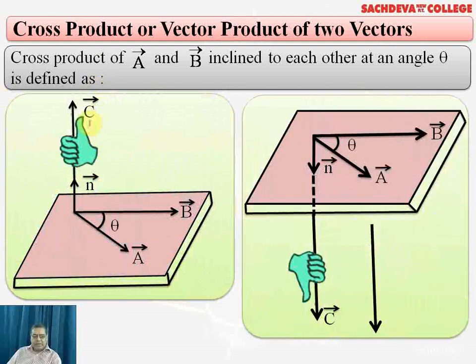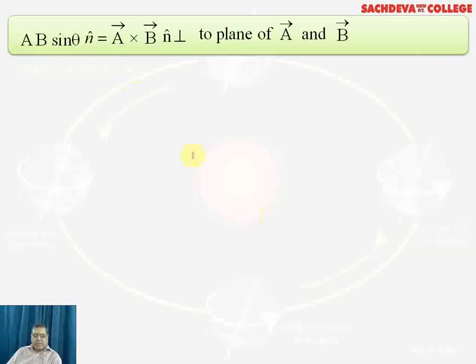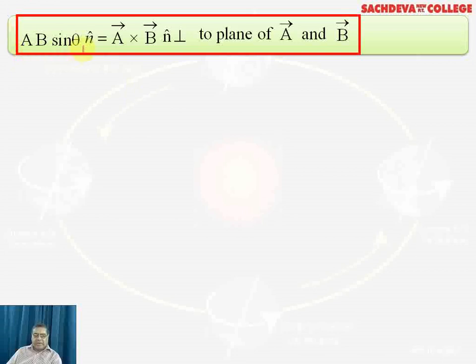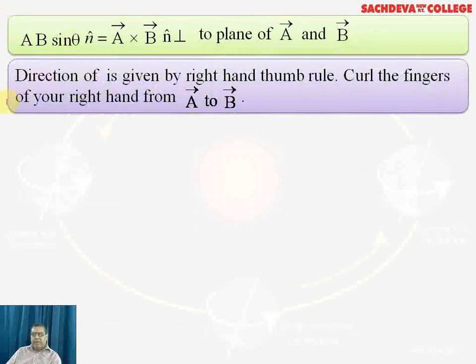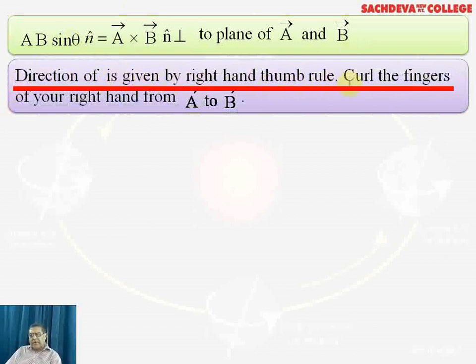Now there are two figures. In the figures, we have curled the fingers and the thumb is pointing upwards. One is indicating the upside and the other the lower side. A cross B equals AB sine theta times the unit vector, where the unit vector is perpendicular to the plane of vectors A and B. Whenever you write an arrow above a quantity, it is a vector. The direction is given by the right hand thumb rule.